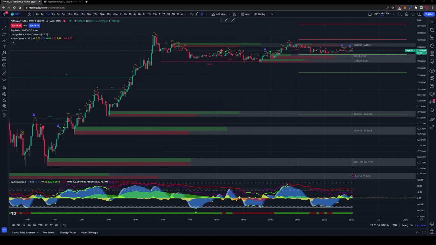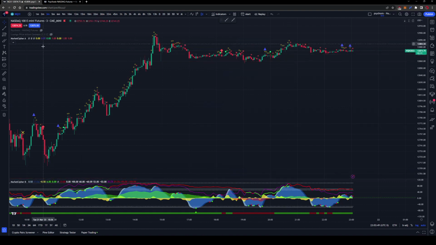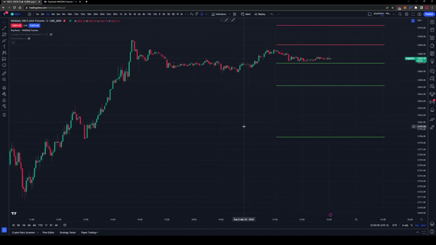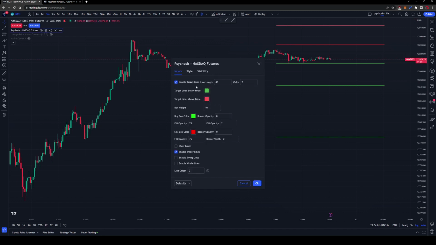Well, I wanted to make a quick video on how to use the NASDAQ futures indicator. So I go into my chart, and you can see that I have Psychosis, Flux Algo, and Market Cipher. If we just pull everything off and bring up the Psychosis indicator, I'm not sure if this is exactly how it comes up, but I want to go over a couple of things.